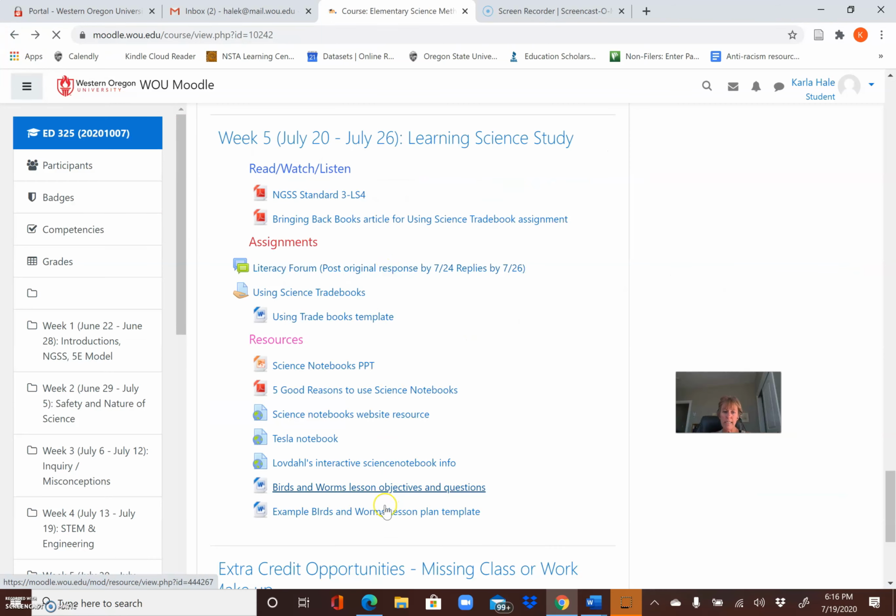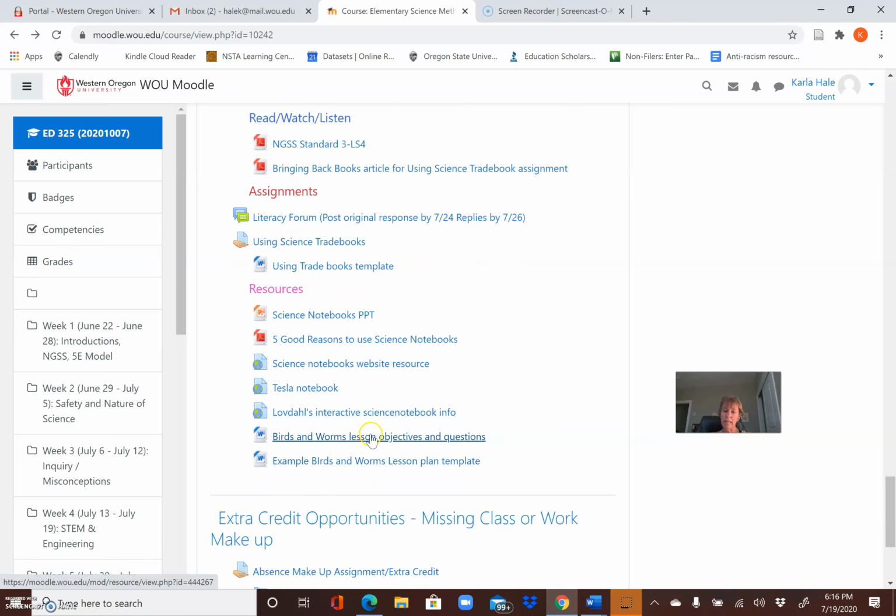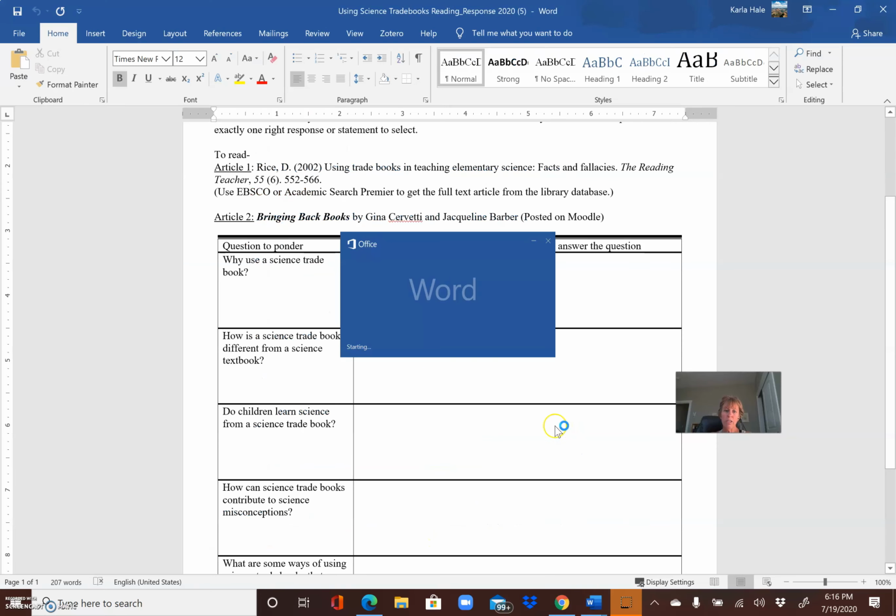Again, there is an example here. You can see the first thing I do when I'm planning a lesson is I think about what are the objectives or the targets, and what are the questions that I want my students to be able to answer. So I did that with this example, and then this is the lesson plan template. So I'm going to show you real quick what that looks like so you know where you're headed with this.